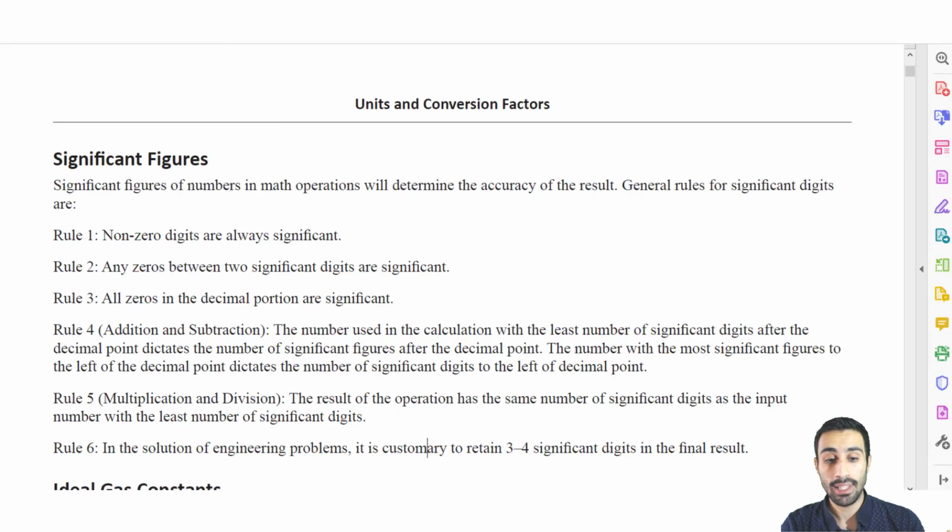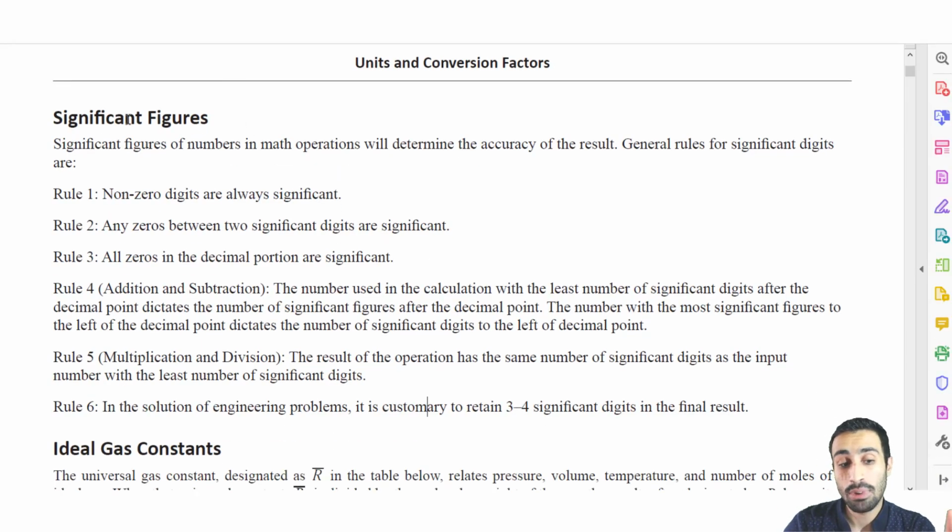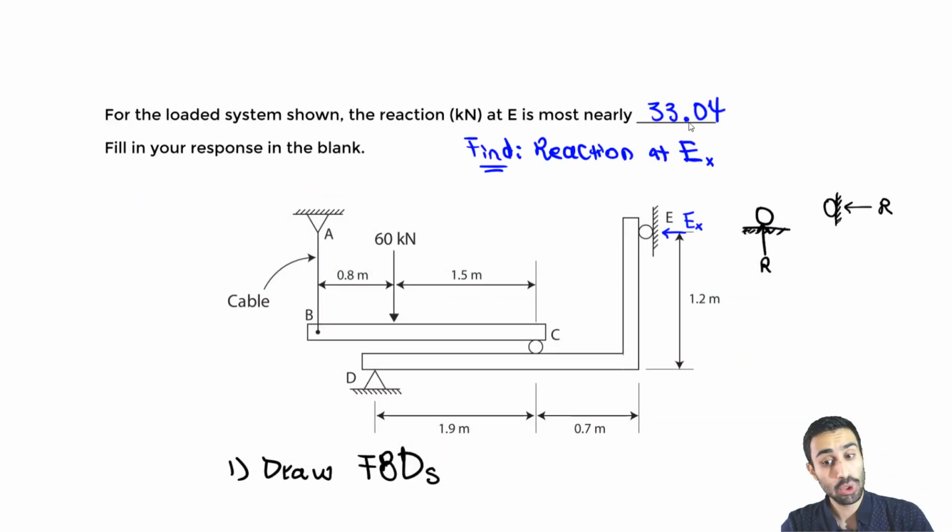And if you want to take it a step further, there is something about significant figures in the unit conversions in the FE handbook. And here the rule 6 is probably the most important. You want to retain 3 to 4 significant digits in the final result for engineering calculations, as it's stated in the FE handbook. But usually they will have a range, so don't overthink it. Put that answer and move on to the next practice question.